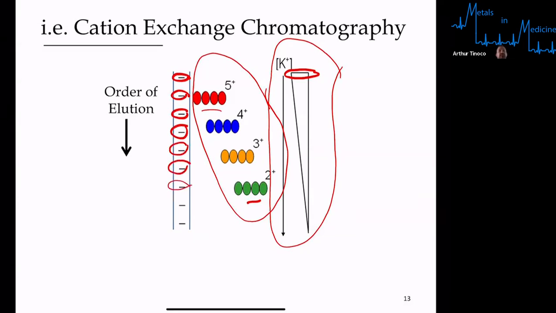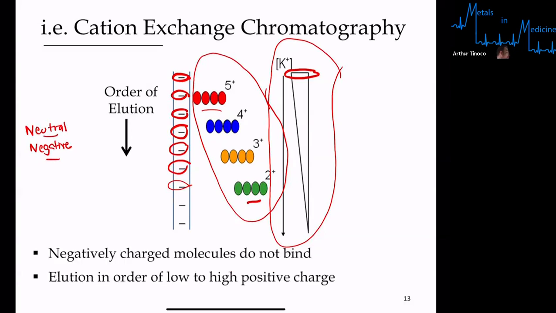You're exchanging the cations for potassium, okay? But what's not going to stick? Exactly. So anything that's neutral won't stick. Carmen, what else? Anything that's negatively charged. Okay, so those are the things that automatically will be washed out in the very first step without even applying the potassium chloride. So you have the negatively charged, the neutral things, and then the order of elution after that point, once you apply a gradient, will be low positive to high positive.